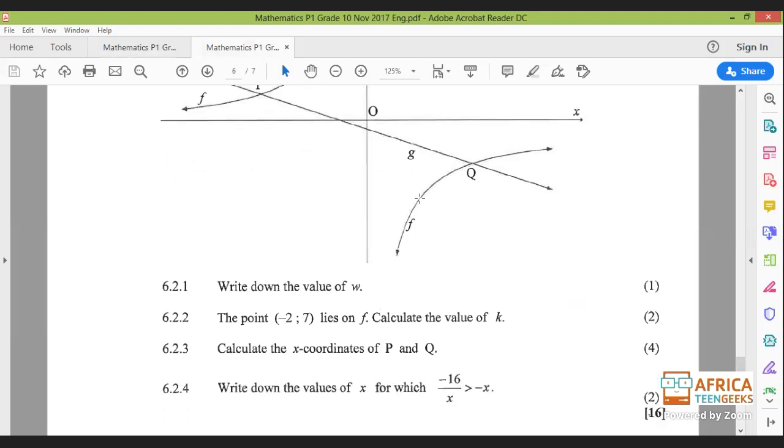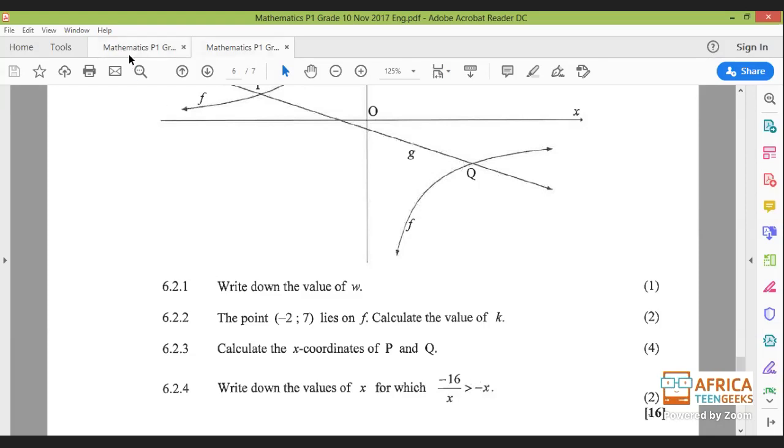The last question on this question before we move to our main question for today says write down the values of x for which -16 over x is greater than -x. So basically we need to do this. It's more of an inequality. So what you need to do is to multiply by x. When you multiply by x throughout, it's going to be x squared.